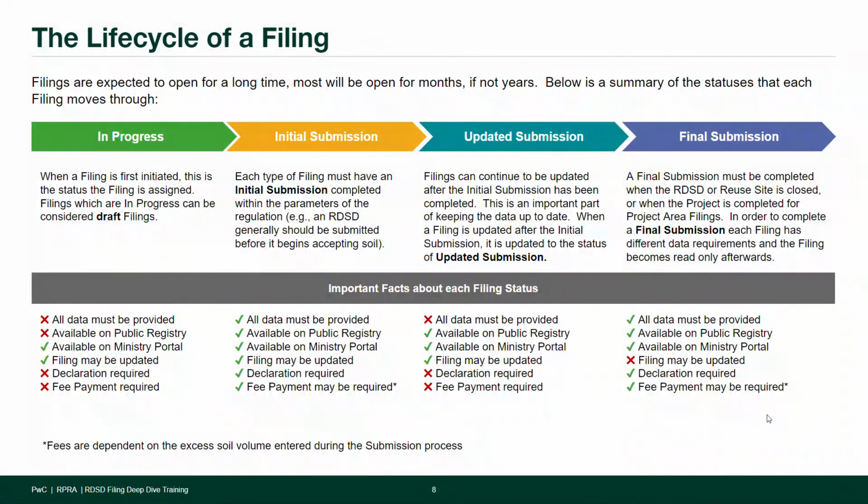Then, in order to progress from an initial submission or an updated submission to the final submission, all of the required information for the filing must be entered, including a signed final submission declaration, and a final fee payment, if applicable, must be arranged for. Once that final submission has been made, the data can no longer be updated, and all of the information on the filing, except for any payment information, will be visible on the public and ministry portals.